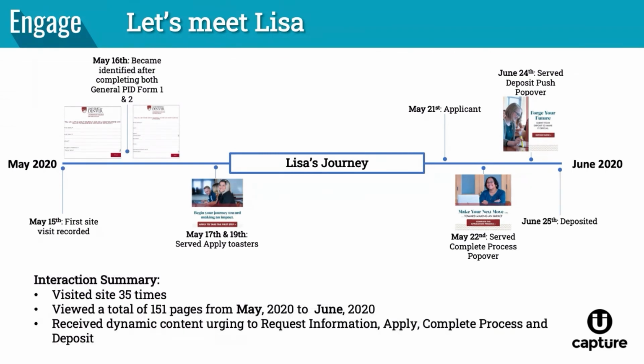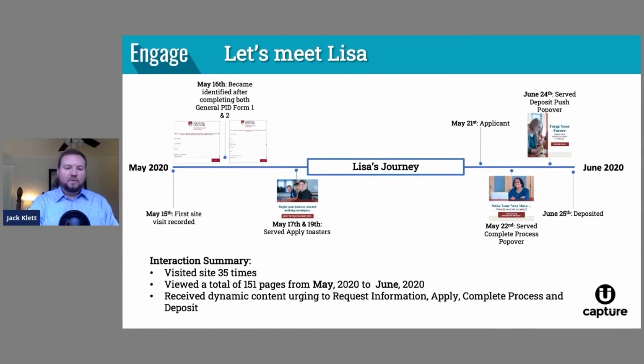Overall, what we know, and this comes to the importance of measuring results. Overall, we know that Lisa visited the site 35 times. She viewed a total of 151 pages on the site from May to June 2020. And she received digital advertising, dynamic content, urging her to request information, to apply, to complete the process, and to deposit. Again, those three capture essentials: identify, convert, enroll.